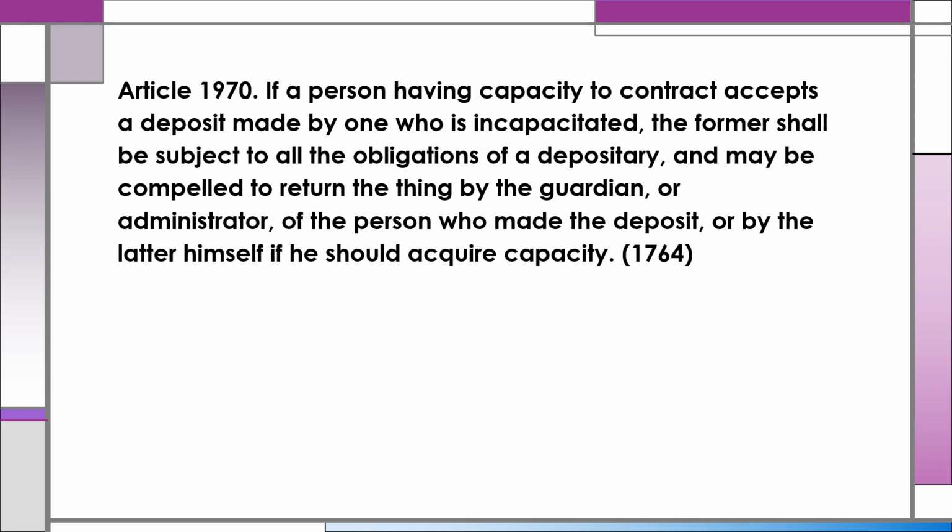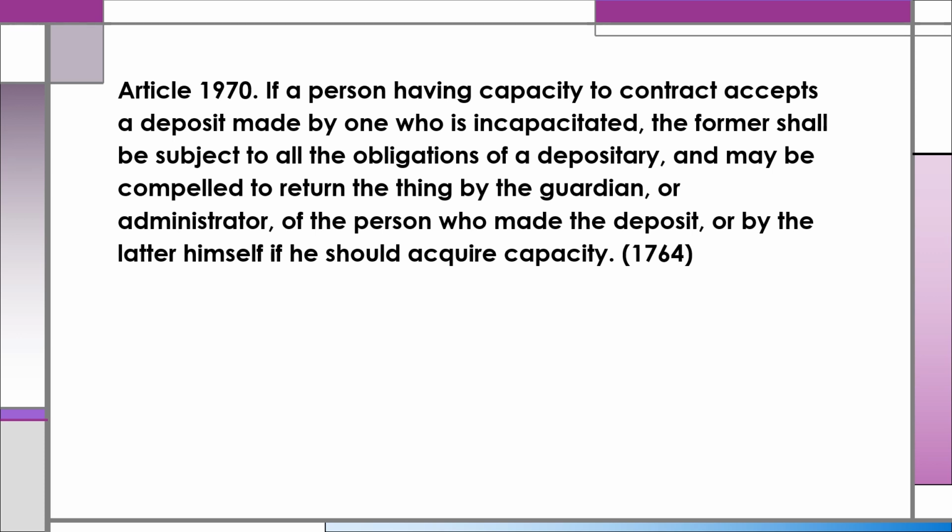So, let's stick to the minor. Yung minor, like 16 years old, diniposito niya, pinatago niya for safekeeping yung kotse ng tatay niya. So, he is the depositor. The depositary is capacitated. So, the law says na yung depositary will have the usual obligations of a depositary. Walang pagkakaiba kung capacitated or incapacitated yung depositor. The thing is, hindi niya dapat ito i-release. Hindi niya dapat ibalik sa minor, sa depositor, kasi nga yung minor incapacitated.